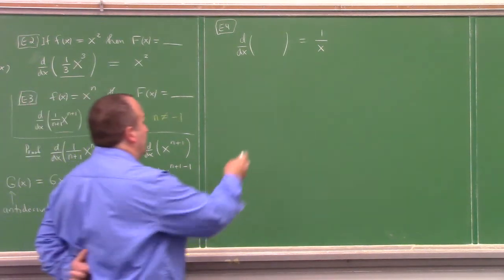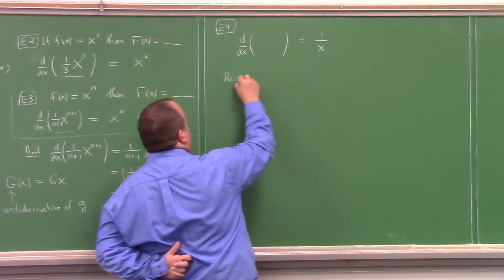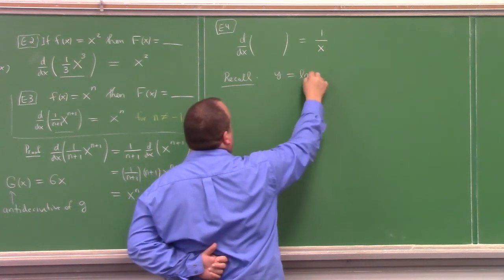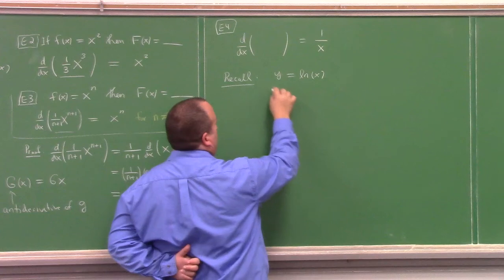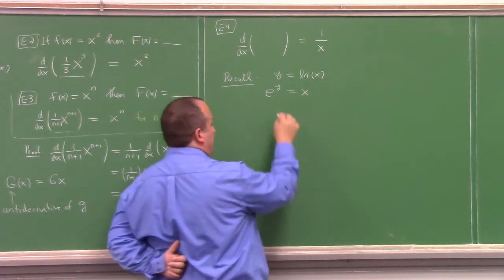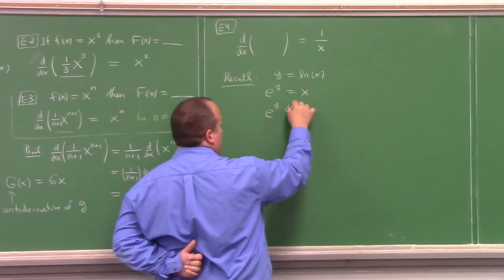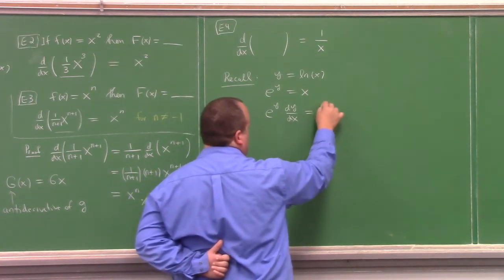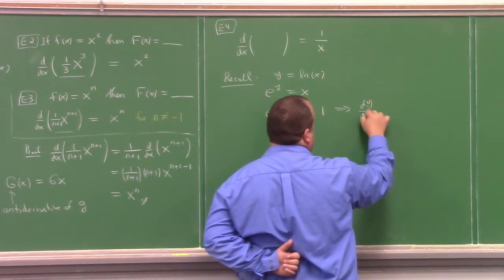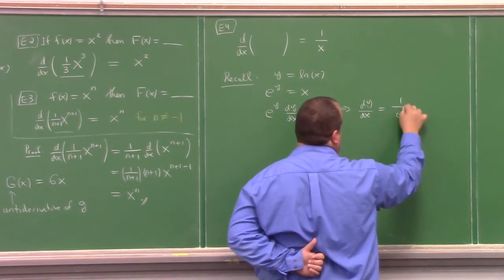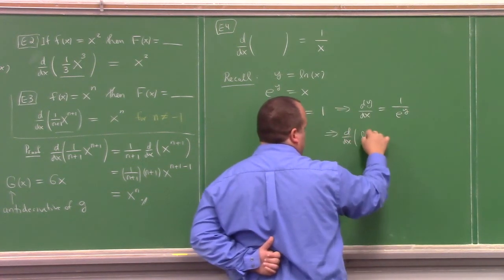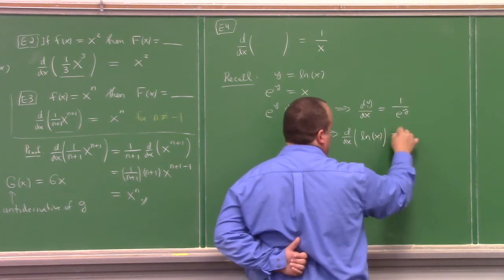Let me remind you. Here's what we did. We set y equal to the natural log of x. Then we said, okay, so e to the y is equal to x, right? We differentiated that. We got e to the y dy dx equals 1, which then told us that dy dx is equal to 1 over e to the y, which told us that d dx of the natural log of x is equal to 1 over x.